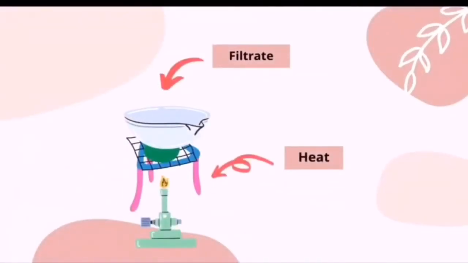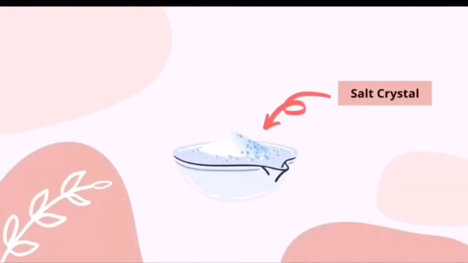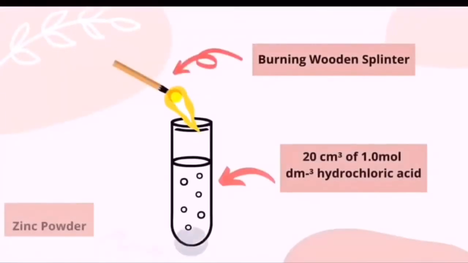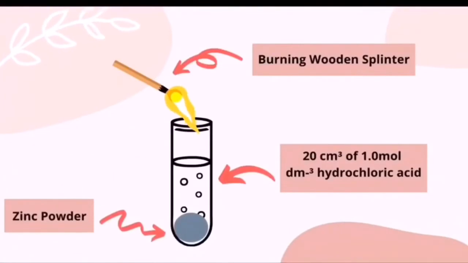Then, pour the filtrate into an evaporating dish and heat the filtrate until 1/3 of its initial volume remains. Next, allow the saturated solution produced to cool until salt crystals are formed. Finally, carry out the chemical test on the gas released.